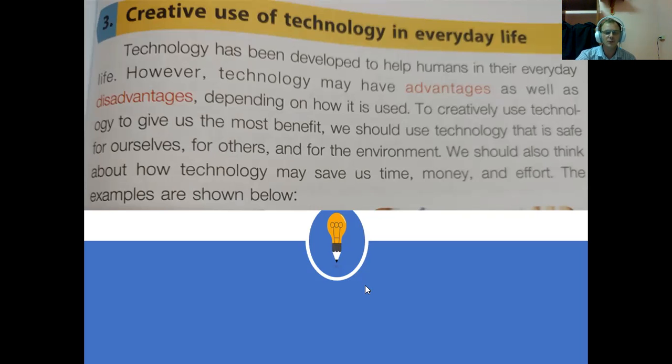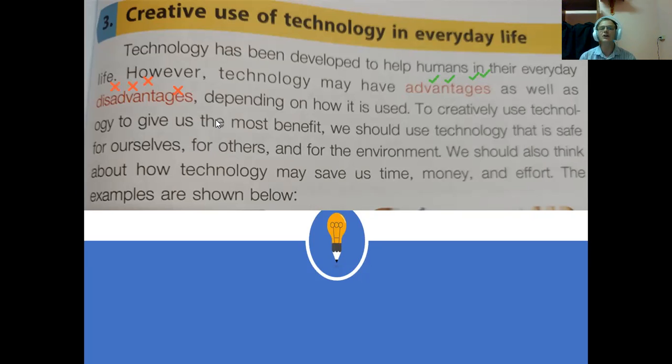Remember, advantages we say is good. Advantages is good, and disadvantages is bad. Okay. So depending on how it is used, it can either have advantages or disadvantages. To creatively use technology to give us the most benefit, we should use technology that is safe for ourselves, for others, and for the environment.